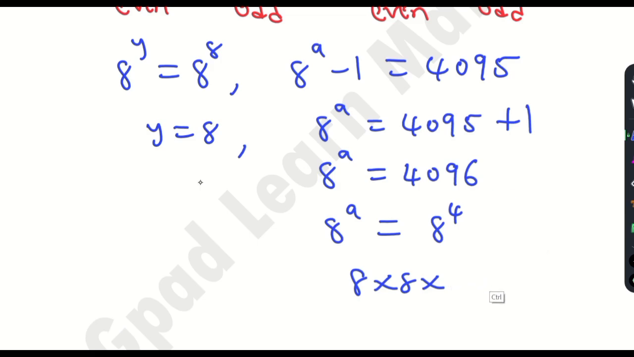Because they have a common base, I'm going to equate the exponents as I did in the first case. So a will be equal to what? 4. So here a is equal to 4. We've gotten a as 4 and y as 8. But remember, what we are looking for is x and y, not a. We just brought a into the picture.